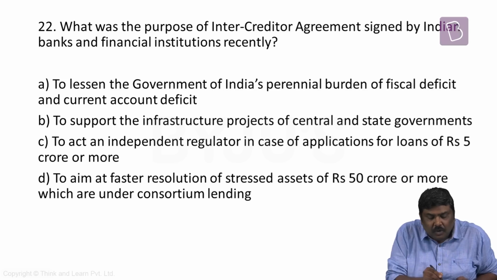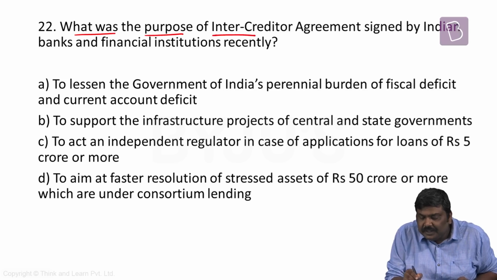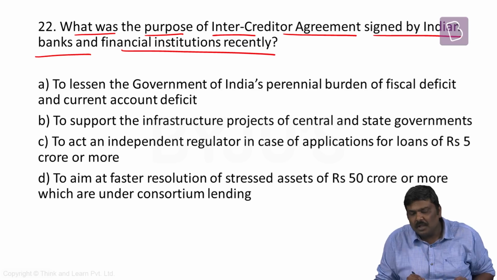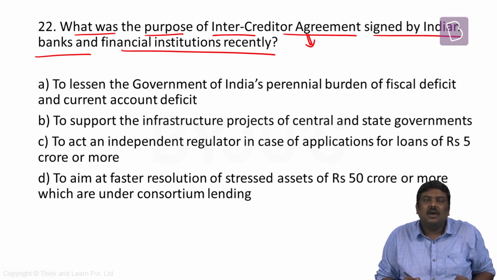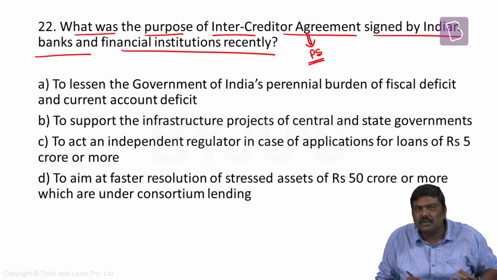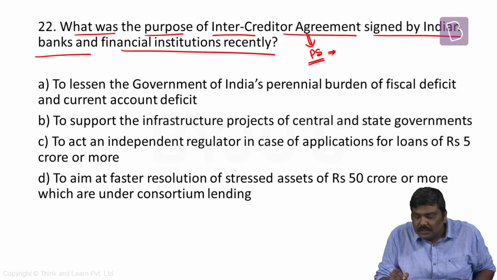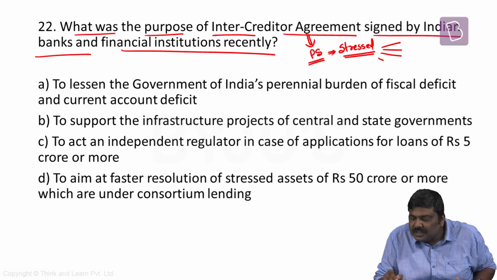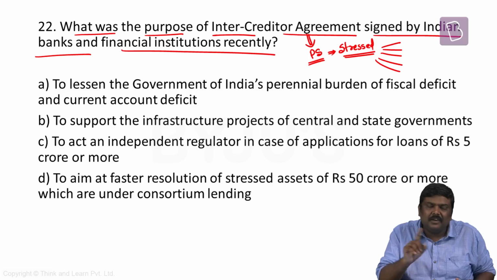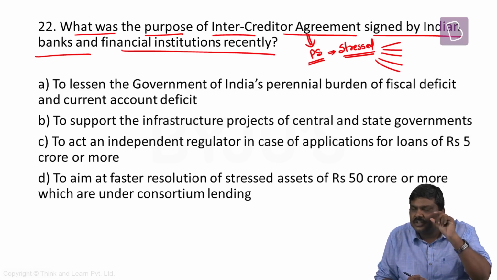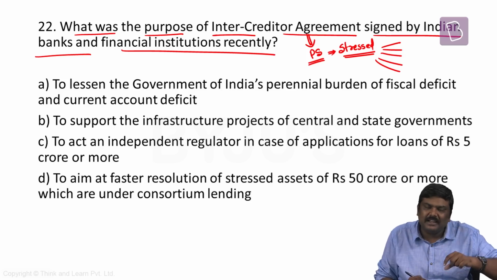Question number 22. What was the purpose of the Inter-Creditor Agreement signed by Indian banks and financial institutions recently? This question is basically on the concept called Project Sashakt. This particular project was announced to take care of the stressed assets in the banking sector. Now, within this Project Sashakt, there were 5 measures or 5 steps which were referred to take care of these stressed assets.